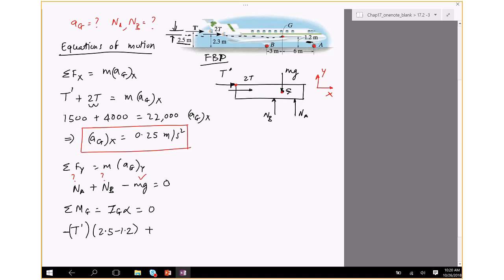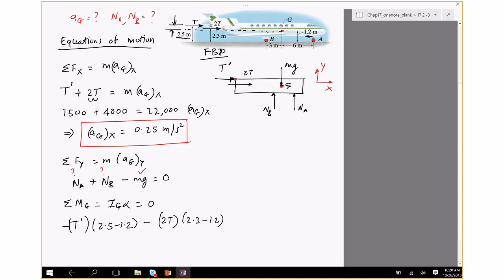Similarly, next we find the moment due to 2t. Since 2t is 2.3 meters from the ground and G is 1.2 meters from the ground, from the figure you can see that 2t is going to cause a clockwise torque, because G is relatively below 2t. So it will cause a moment this way. So 2t times 2.3 minus 1.2, that's the magnitude. The sign is negative because it's a clockwise moment.